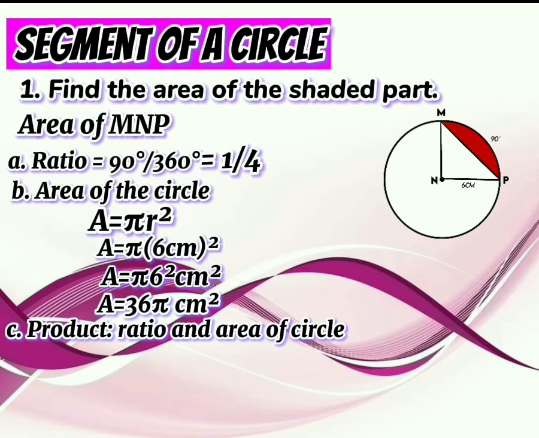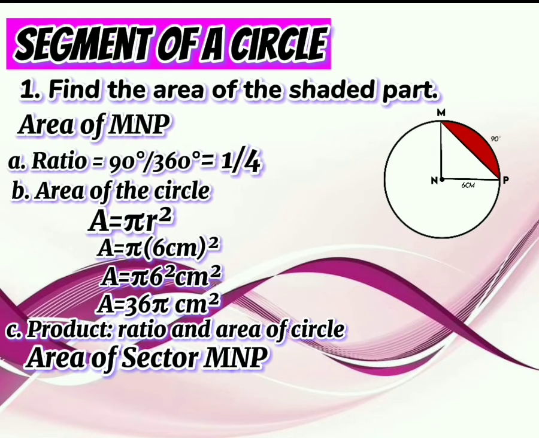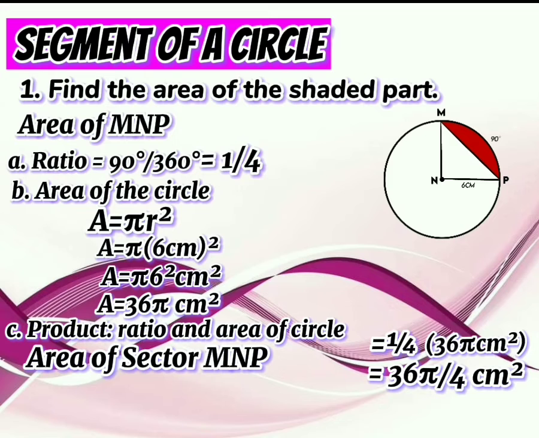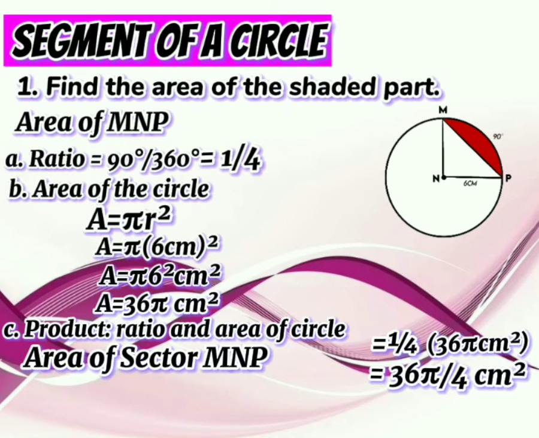Then we will multiply the ratio and the area of the circle to get the area of sector MNP. The ratio is 1/4 multiplied by the area of the circle, 36 pi centimeters squared. So 1 times 36 is 36 pi over 4 centimeters squared. 36 divided by 4 is 9 pi centimeters squared. So 9 pi centimeters squared is the area of sector MNP.